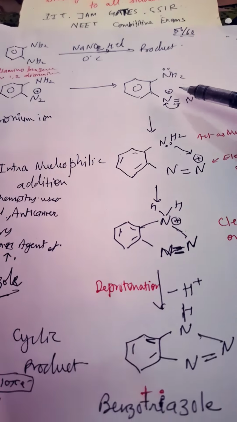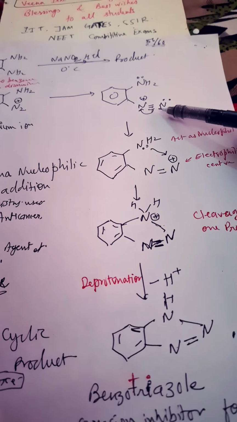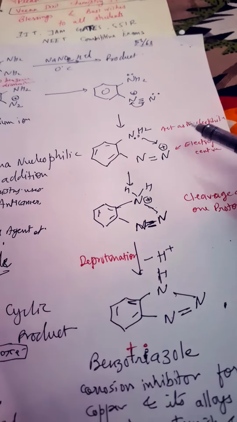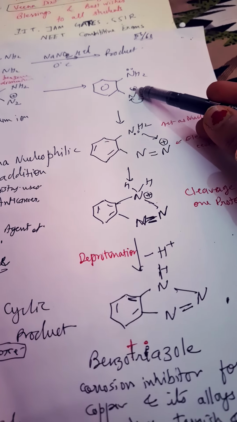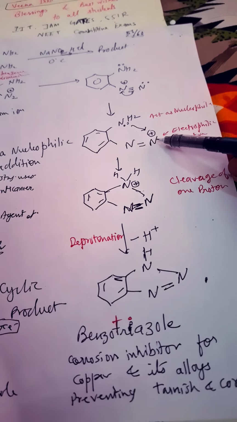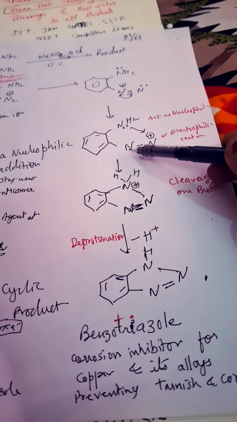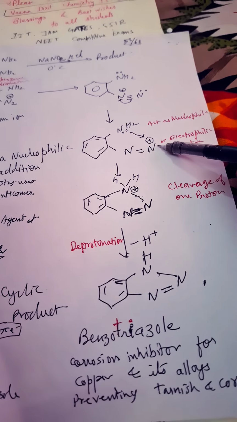Again I will repeat from here. First the diazonium ion is obtained, and then rearrangement takes place. This pi electron moves towards this nitrogen, so that nitrogen's positive charge will be gone, and this nitrogen will carry the positive charge because the electron pair is shifted from here to here, so this has a positive charge.